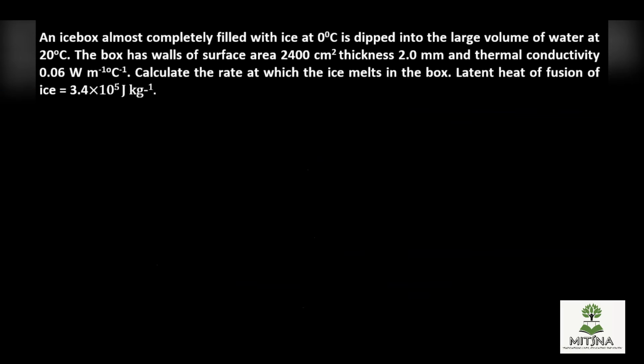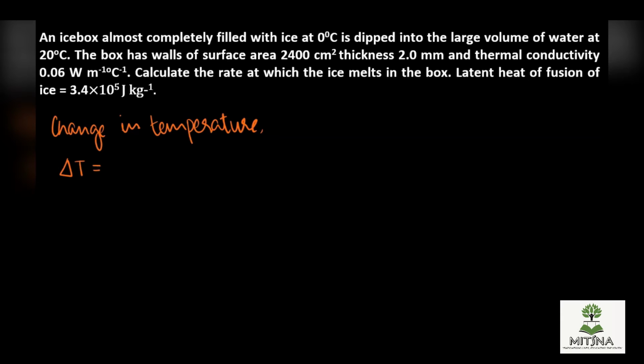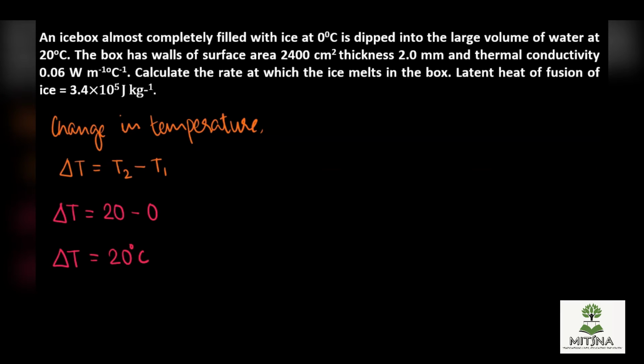Now we see change in temperature. Let the change in temperature be delta T, and it is given as T2 minus T1. So the change in temperature delta T will be equal to 20 minus 0, because T2 was 20 degrees Celsius and T1 was 0 degrees Celsius. Therefore, the change in temperature delta T will be equal to 20 degrees Celsius.